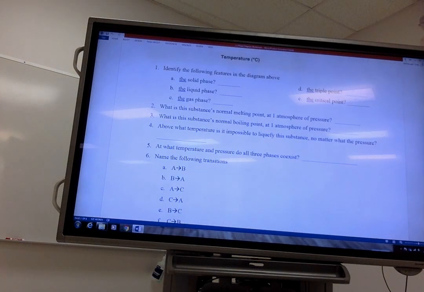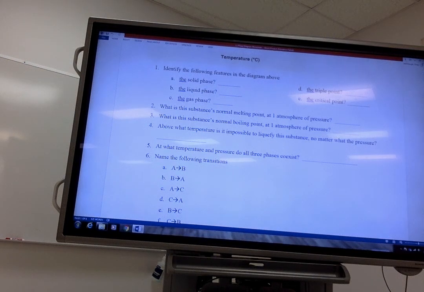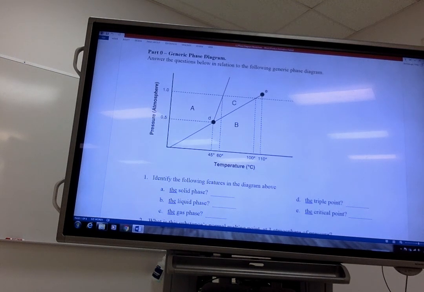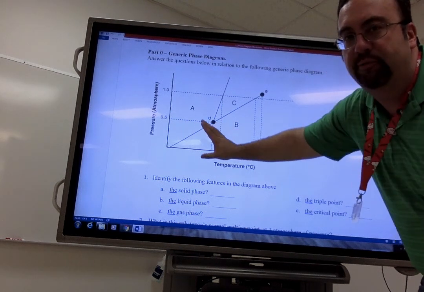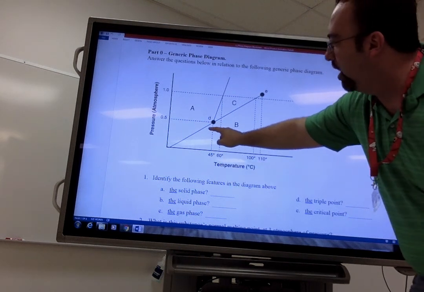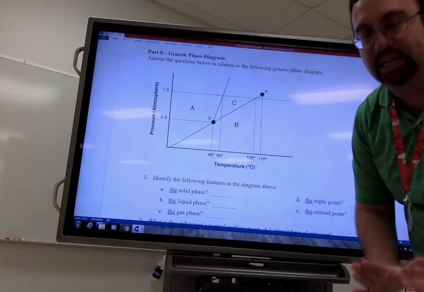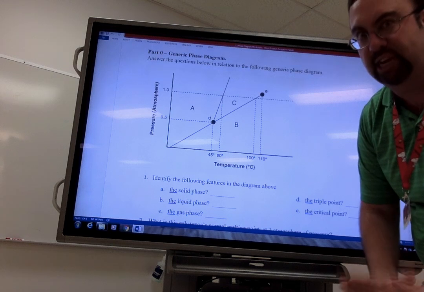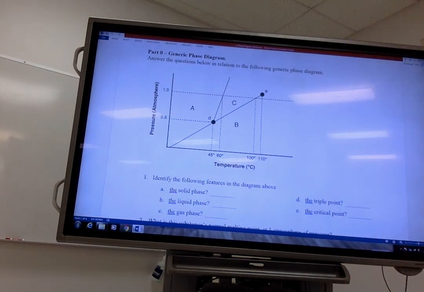Part B is looking for B to A, and so what we can do is come back up here, and so B to A, notice we're going from the gas phase to the solid phase without first going through the liquid phase, and so the opposite of sublimation is deposition, and so that is the answer then for that part. So the second part for that question is deposition.